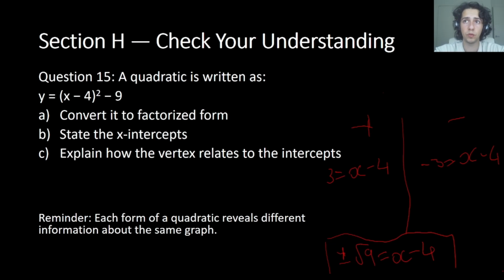And as we move negative 4 to the other side, it's going to be here 3 plus 4 equals x. On the other side, it's going to be negative 3 plus 4 equals x. So x is equal to 7, and x is equal to 1. So these are the x roots.